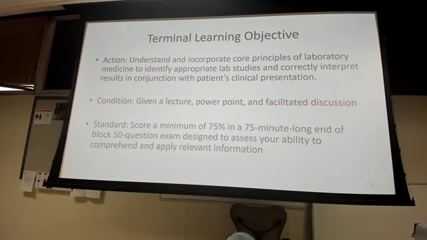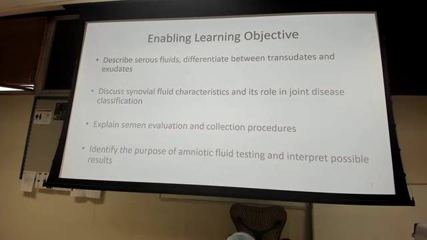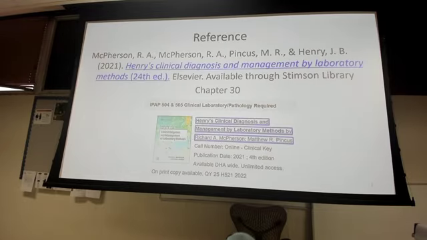So here are the TLOs and ELOs. We're going to talk about serous fluid, differentiating between transudates and exudates. We're going to talk a little bit about synovial fluids. We're not covering semen. And we're going to talk a little bit about amniotic fluid today. All right, this comes from chapter 30 in your reference.